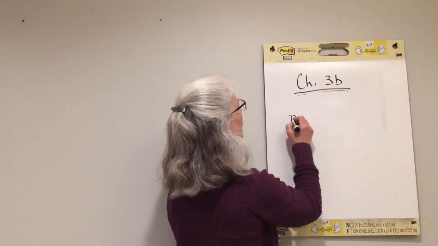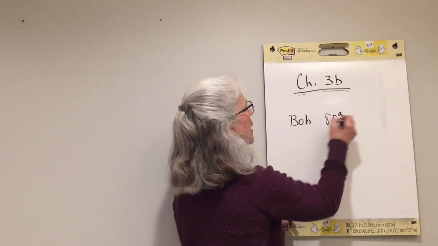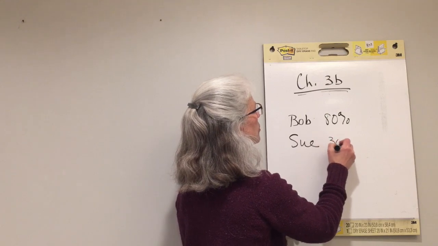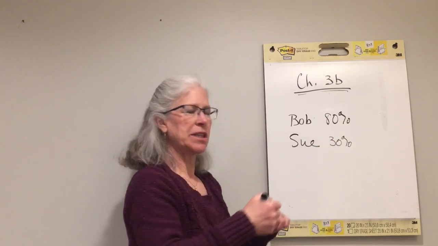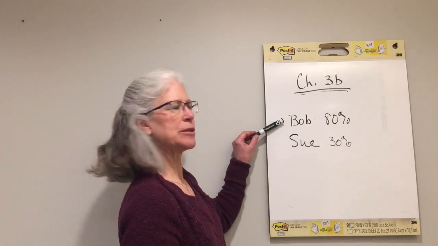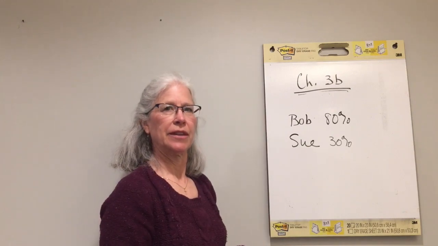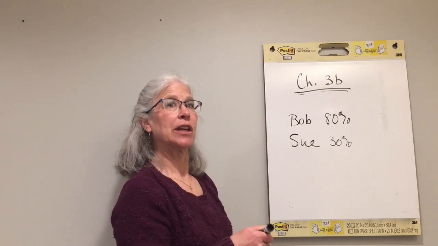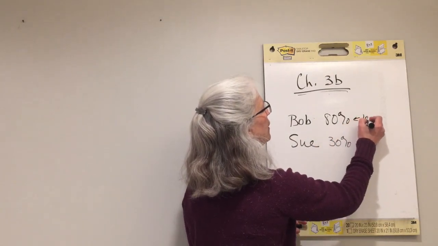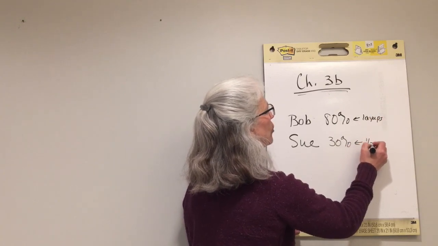Let's say we've got Bob, and let's say Bob makes 80% of his shots in basketball. And let's say we've got Sue, and Sue makes 30% of hers. And I would say, who's a better basketball player? And you would say, clearly, Bob's a better basketball player. He makes 80% of his shots. Sue makes only 30% of hers. Now, what if I added the lurking variable of what kind of shot they tend to take? So let's say Bob only tries layups, and Sue only shoots from the half-court line.